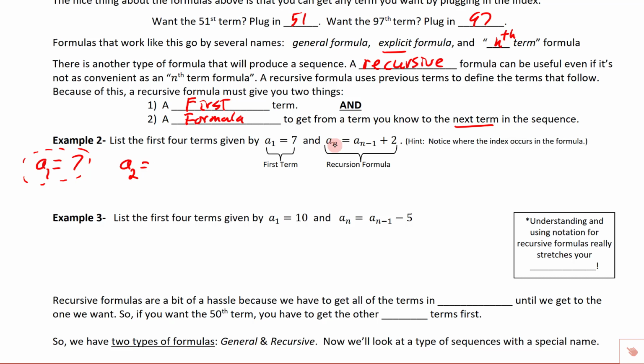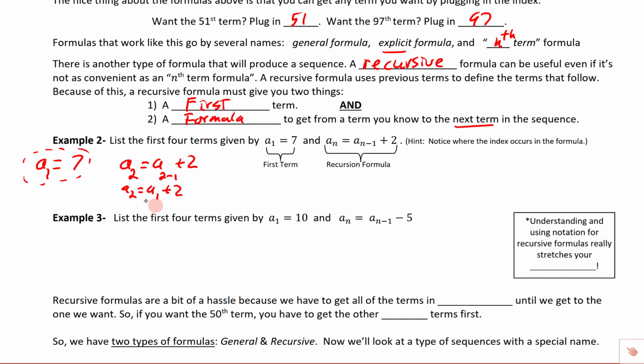Well, notice in this formula, this is the recursion formula, it says if I want the second one, a sub 2 would equal, well, I'm going to do the same thing over here. I'm going to do 2 minus 1, because that's the little formula in the index, and then I'm going to add 2. So a sub 2 is a sub 1 plus 2. This means that to find the second term, we've got to know the first term, and then we've got to add 2 to it.